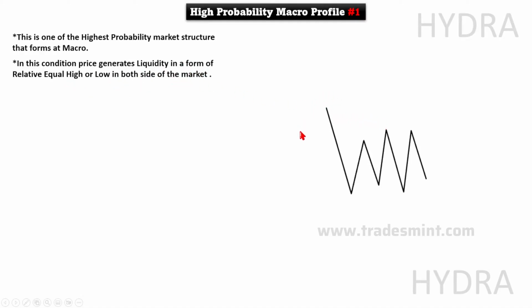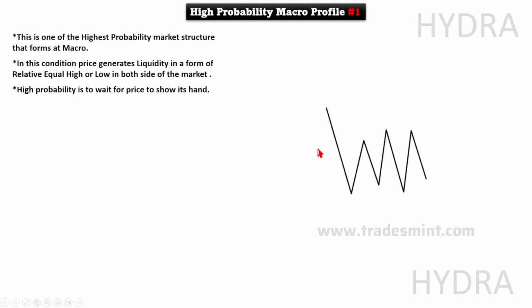We are not considering what's happening in price before this phase. Here, as you can see, price is consolidating, but before, price delivered liquidity very nicely. So we are just avoiding what's happening here. We are focusing inside this price fractal, where price generated relative equal high and low on both sides of the marketplace. The high probability approach in this condition, when price generates liquidity on both sides, relative equal high and relative equal low, is to wait for price to show its hand.